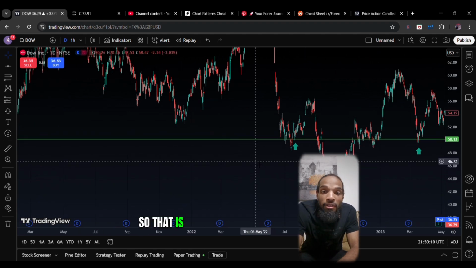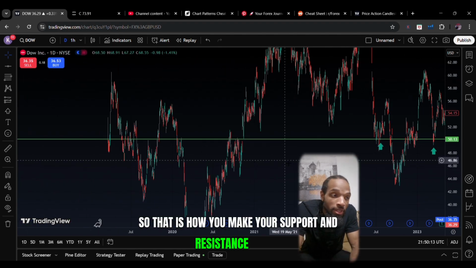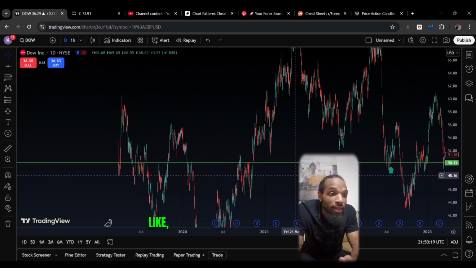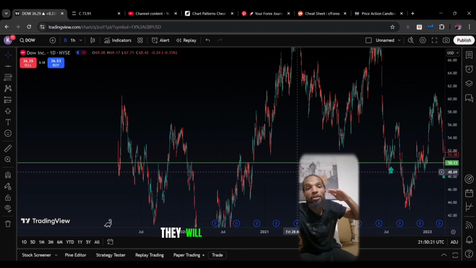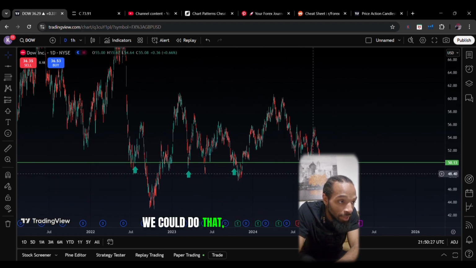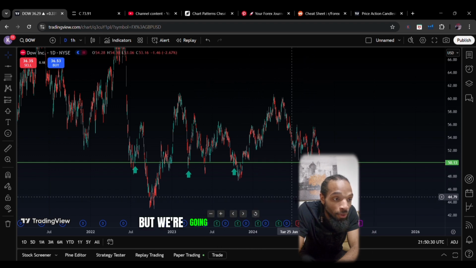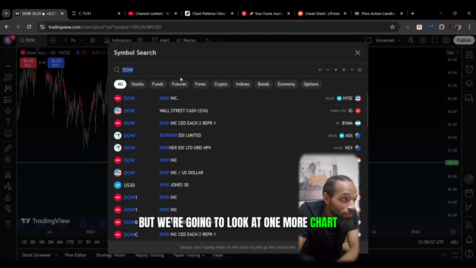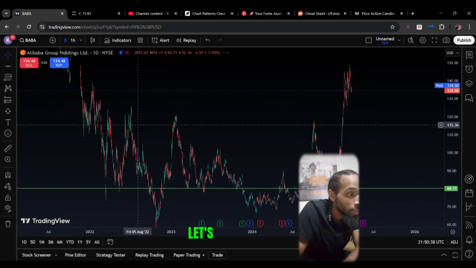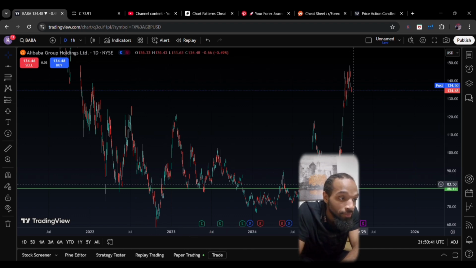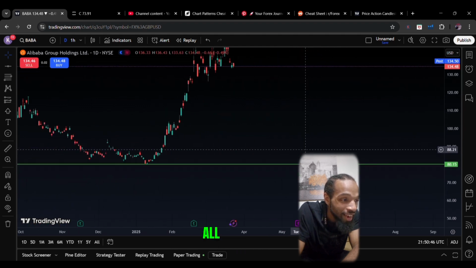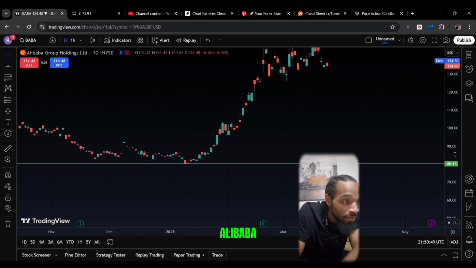So that is how you make your support and resistance levels. Now, of course, you would do it more and more. Some people's charts will have a whole bunch. They'll just list all the levels. And we could do that, but I'm not going to do all that. But we're going to look at one more chart, and we're going to go over that one and redo it again. Let's look at Alibaba. Oh, look, it looks like I already made one for here. All right, cool. So here goes Alibaba.